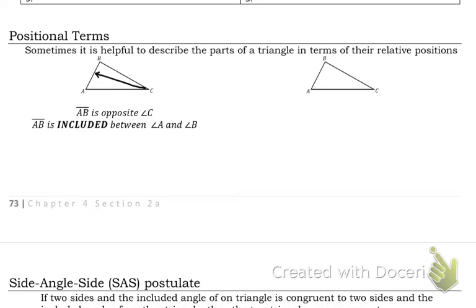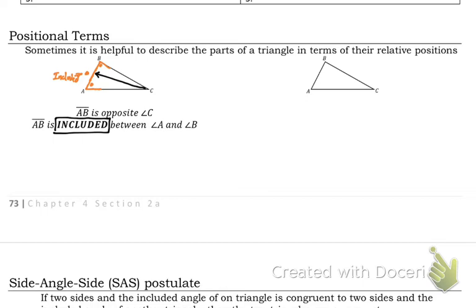Now, the new word is probably going to be included. Included means it's locked between these two items. Directly between these two items. So if I look at angle A and angle B, together they form this side right here. This would be the included side. So included means it's directly between those two things.